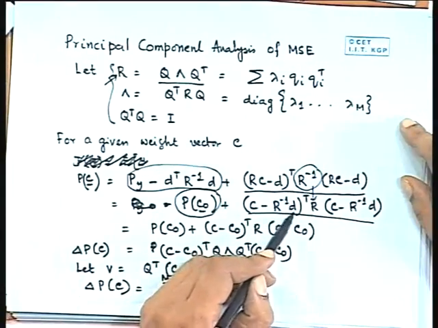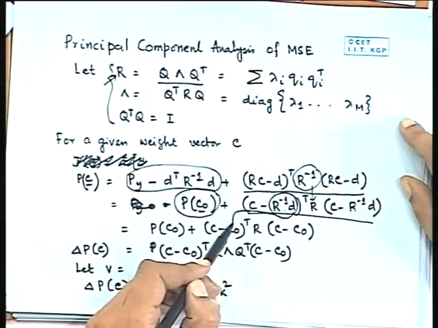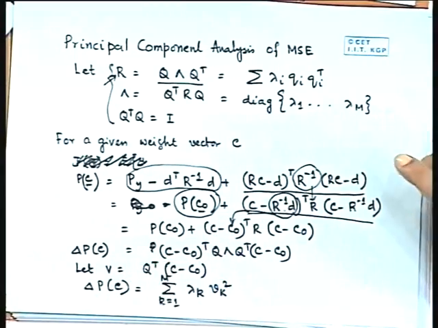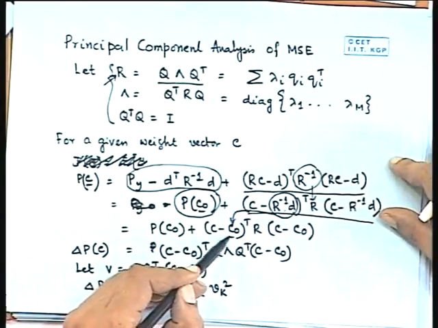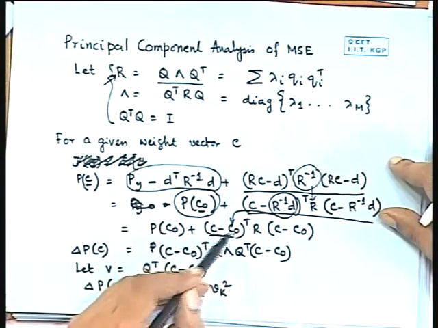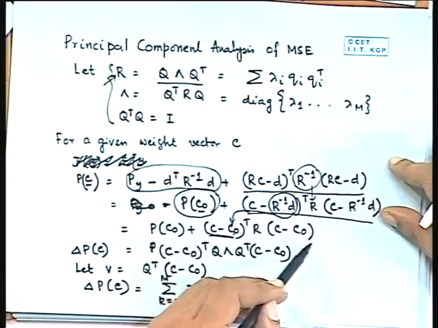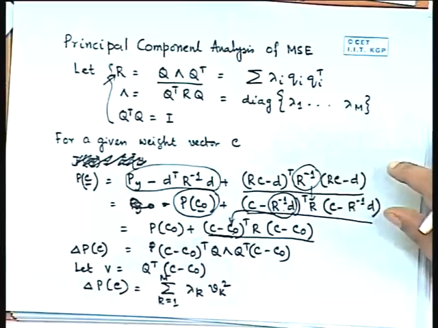So now what is R inverse D? R inverse D is C0, because RC0 equals D, that is the equation C0 should satisfy. So this is C minus C0: C0 is my optimal weight vector, C is my given weight vector, so this is my deviation weight vector. So my penalty now I have expressed in terms of deviations from C0.